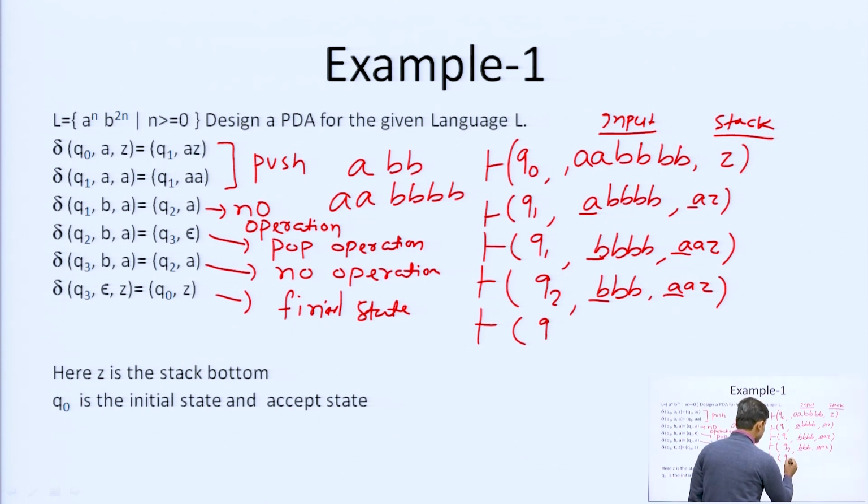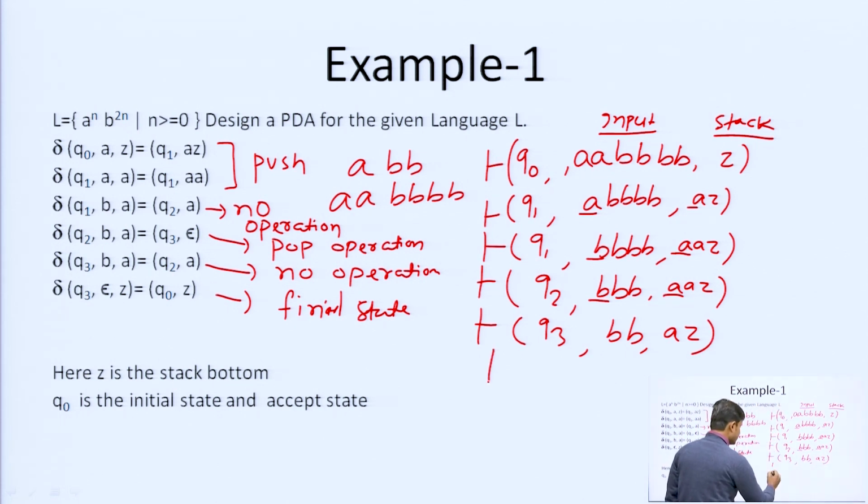Now, you are in Q3. And this is B, B, A, Z, A, Z. Next, you see now we are in Q3, input is B, stack top is A. So, we are going to Q2 and the stack top remains the same, meaning no operation.